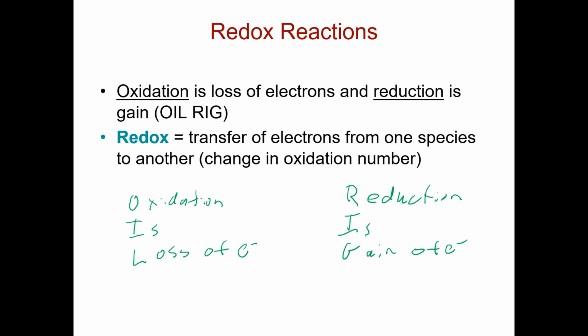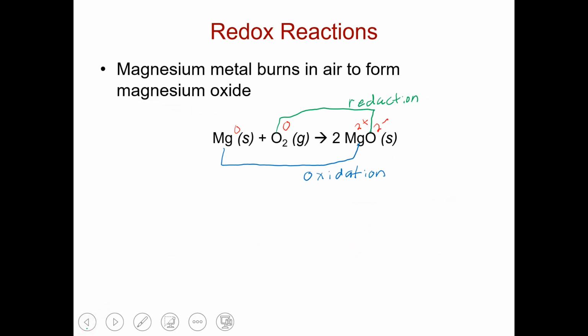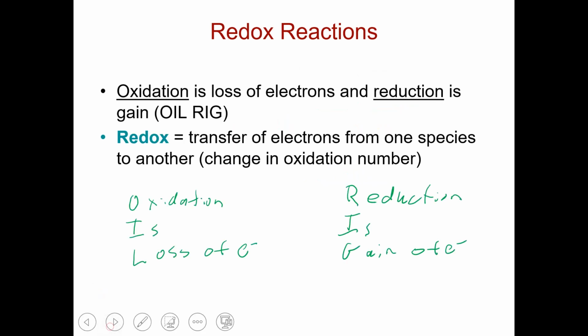So a redox reaction, we transfer electrons from one species to another. One species gets oxidized, the other gets reduced. So in our reaction here, the magnesium gets oxidized, the oxygen gets reduced. This happens in the same reaction, so this is a redox reaction.